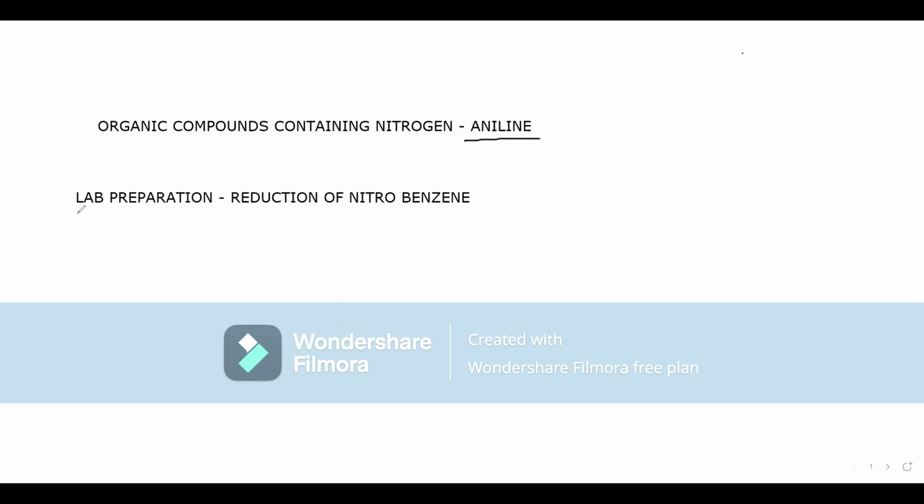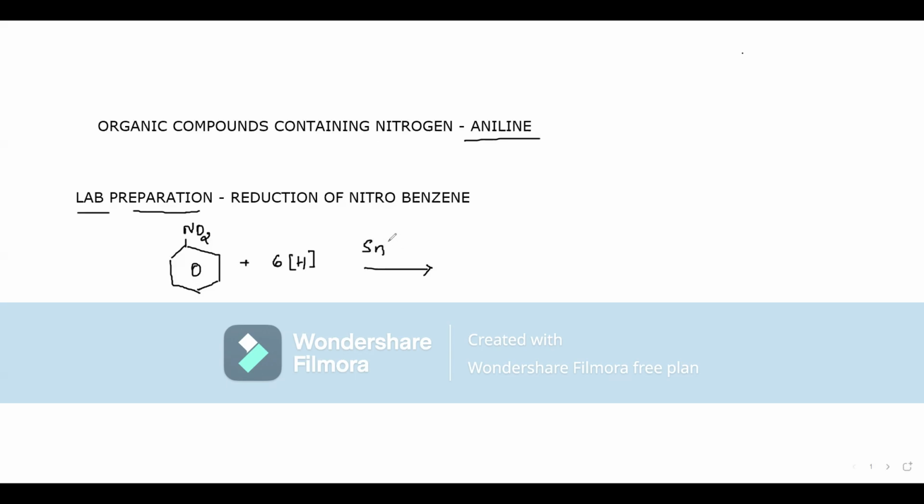Let us begin with the lab method of preparation of aniline by reduction of nitrobenzene. What is nitrobenzene? Benzene ring with NO2. This is nitrobenzene, and for reduction, we need to use nascent hydrogen. Now, what will provide us with nascent hydrogen? You can use any reducing agent.